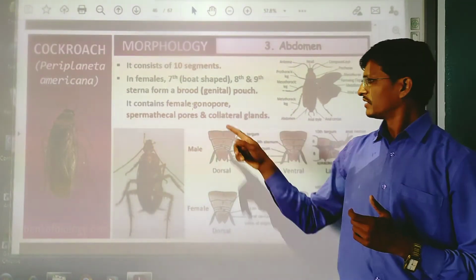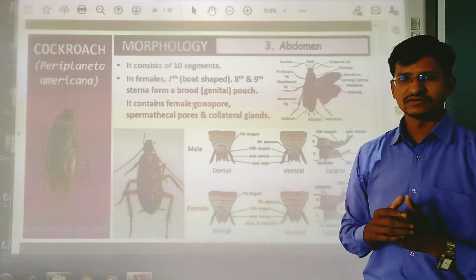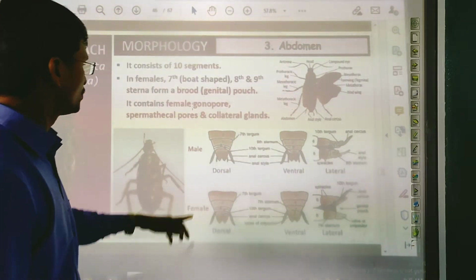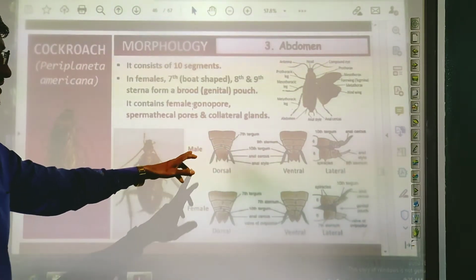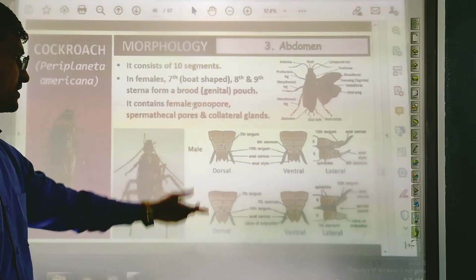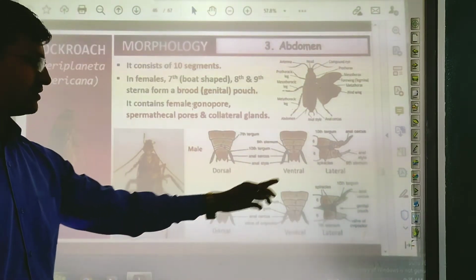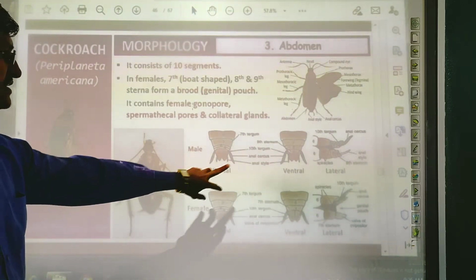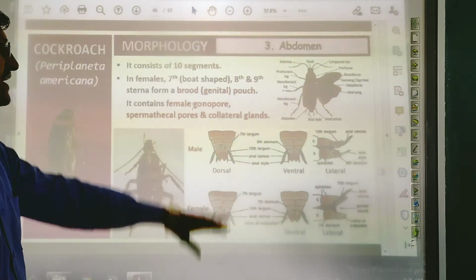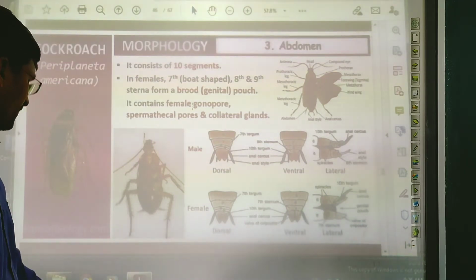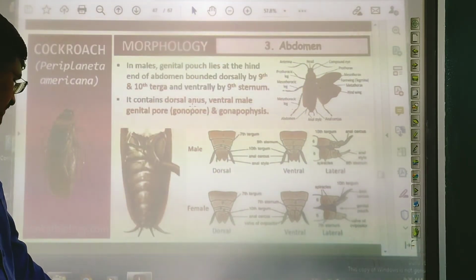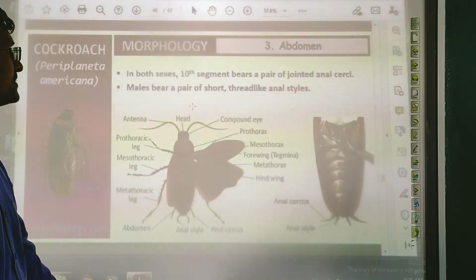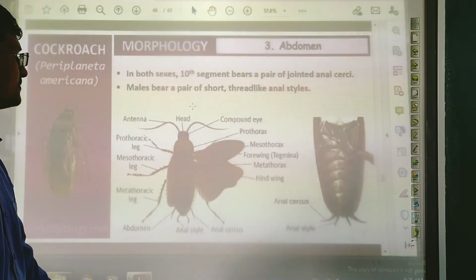Collateral glands. So here male and female, two cockroaches you will find. In that, dorsal, ventral and lateral views are the views where you can easily identify male and female. Okay, so here this is about the abdomen.